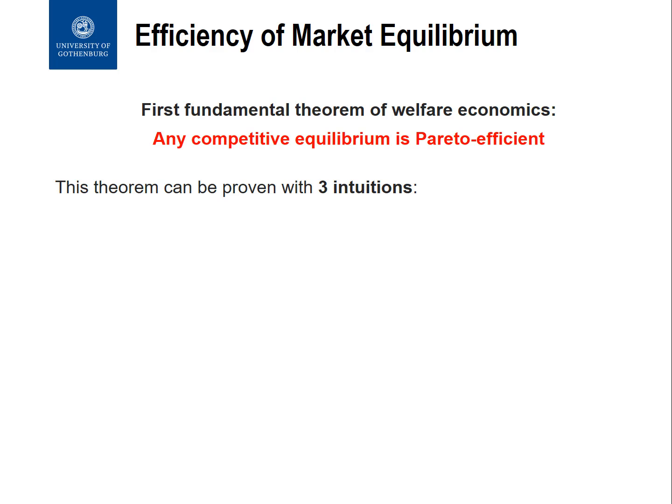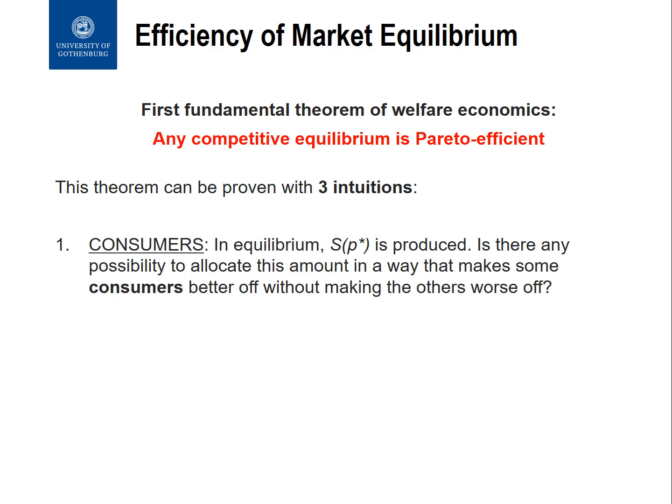First, in equilibrium, S of P star is produced. The question is: is it possible to allocate this amount in a way that makes some consumers better off without making the others worse off? In other words, can we achieve a Pareto improvement? And if so, that would make the market equilibrium Pareto inefficient. So, all consumers that buy this good have a marginal willingness to pay that is greater or equal to P star.